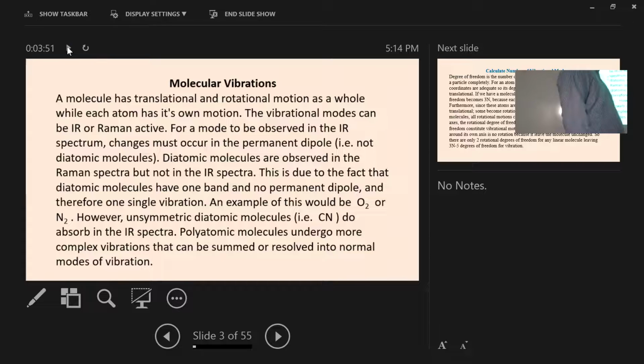Now, molecular vibrations. Molecules are composed of different types of atoms, and the molecule can move. If we write down here, this is oxygen, this is hydrogen. Is this a linear or non-linear molecule? Is the water molecule linear or non-linear? Non-linear. Okay.